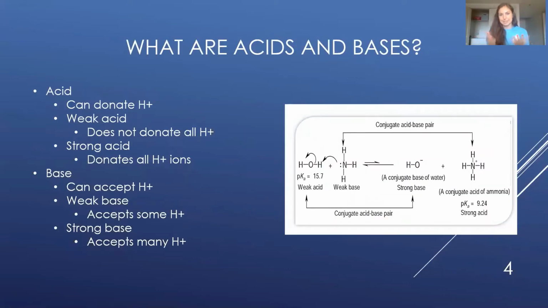So what are acids and bases? An acid can donate a hydrogen, and there are two different kinds of acids, weak acids and strong acids. Weak acids do not donate all of their hydrogen atoms, but strong acids do. And bases work very similarly. Bases are the exact opposite of acids. Bases can accept hydrogens, weak bases accept some hydrogens, and strong bases accept many hydrogens. And here on the right, you can see where an acid is donating a proton to the base.